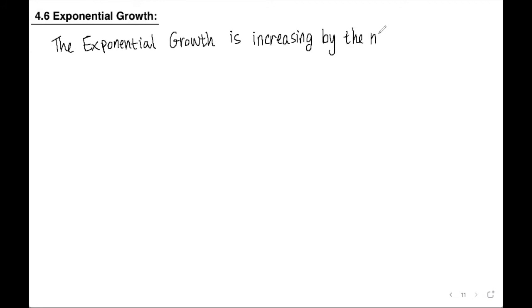So the exponential growth is increasing by the model. We have a model here. This model can work for any exponential growth. It's N of t equals N0 e to the power r times t.